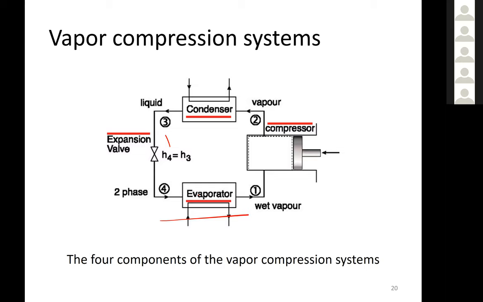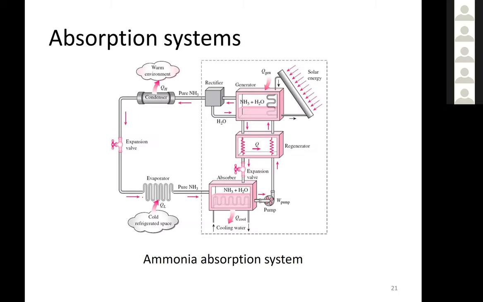When you look at the process, it is always connected to the TS diagram, connected to how the phase will change and what will happen to the temperature and pressure as you go from one point to another point. The second cooling process is the absorption system. The absorption system is useful when we have high waste heat.